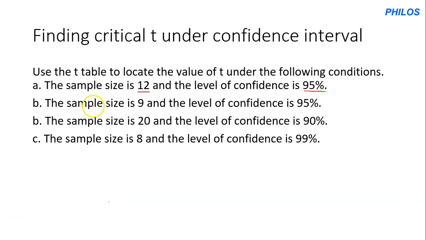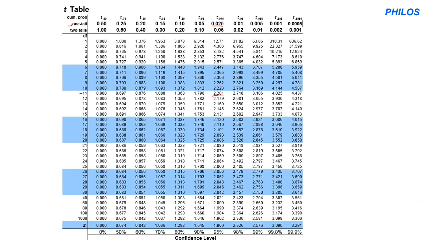Question 2. The sample size is 9 and the level of confidence is 95%. So we convert 95% to decimal, and that will be 0.95. So we have 1 minus 0.95 divided by 2, and that will give us 0.025. So the degree of freedom will be 9 minus 1, which is 8. So let's check 0.025 against a degree of freedom of 8. So that will give us 2.306.